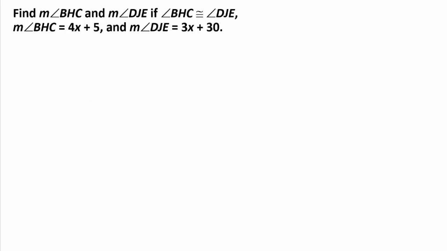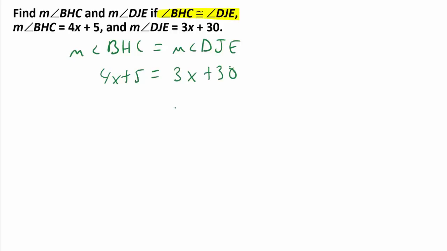Finally, we need to find the measure of angle BHC and the measure of angle DJE if angle BHC is congruent to angle DJE. And we know the measure of angle BHC is equal to 4x plus 5, and the measure of angle DJE is equal to 3x plus 30. Well, since we know that the angle BHC is congruent to angle DJE, we can say that the measure of angle BHC is equal to the measure of angle DJE. And since we know what those are, we can just plug those in. 4x plus 5 is equal to 3x plus 30. And now all we have to do is solve for x.